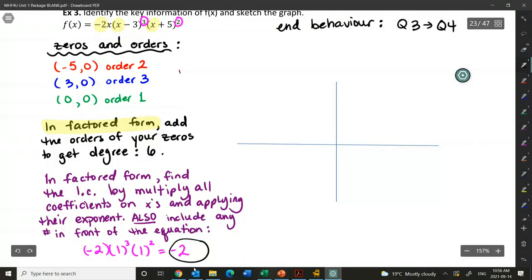We have a negative leading coefficient. That means the right end must be facing down. And we have an even degree polynomial, which means we have the same end behavior. So the left end must also be facing down.